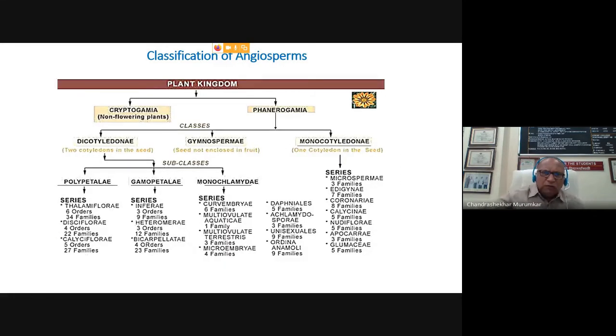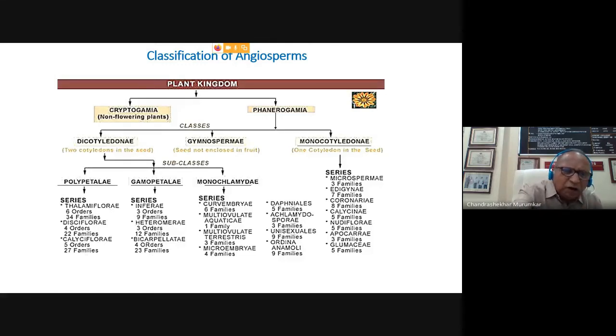So this is an overview, a diagrammatic chart of the plant kingdom. The plant kingdom is classified into 2 groups, Cryptogamia and Phanerogamia. Cryptogamia are non-flowering plants, Phanerogamia are flowering plants. The phanerogams are classified into 3 subclasses: Dicotyledons, Gymnosperms and Monocotyledons. Remember, the placing of Gymnosperms in between dicot and monocot was a great mistake. This mistake was rectified by many others later on, who removed the Gymnosperms and placed them before. But at that time, Bentham and Hooker placed them in between.